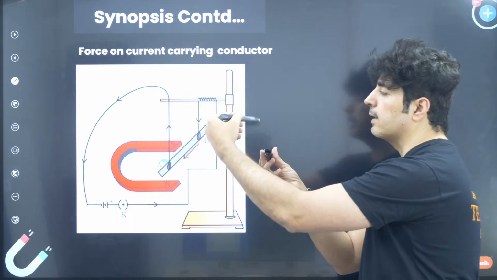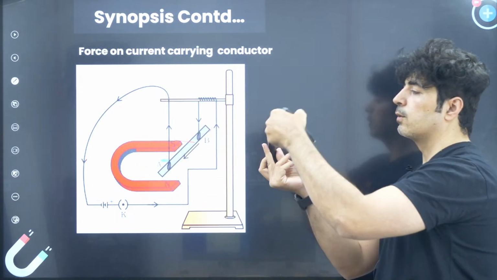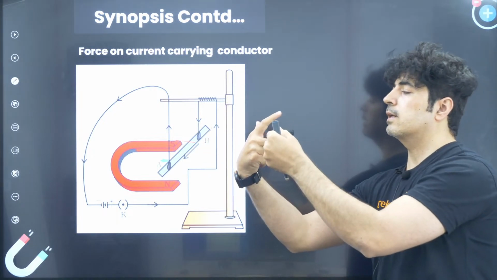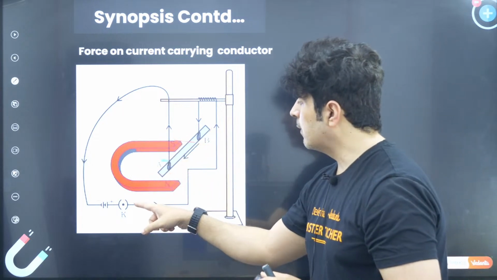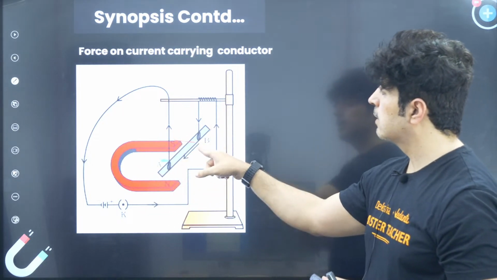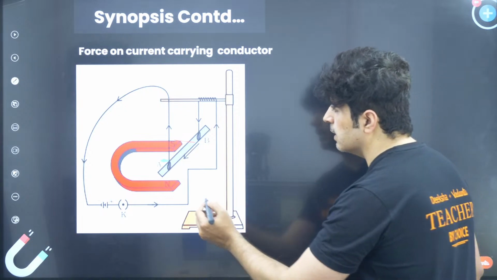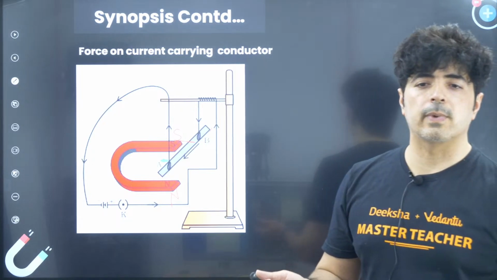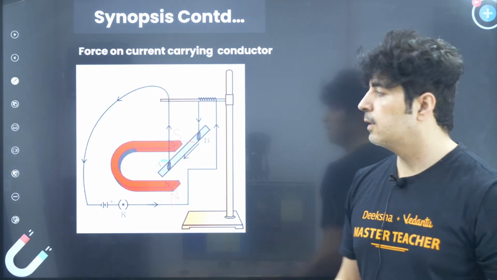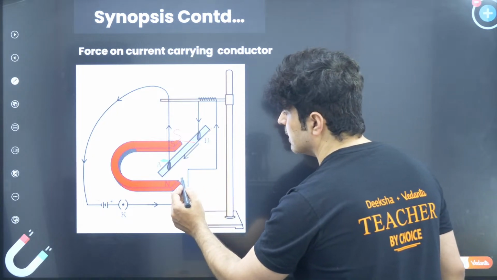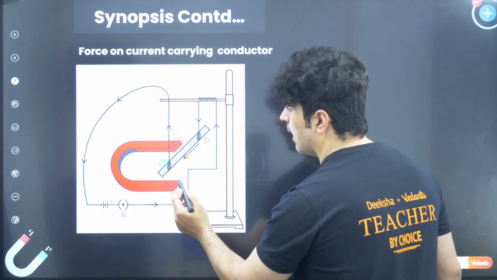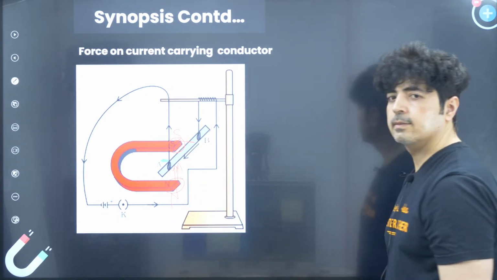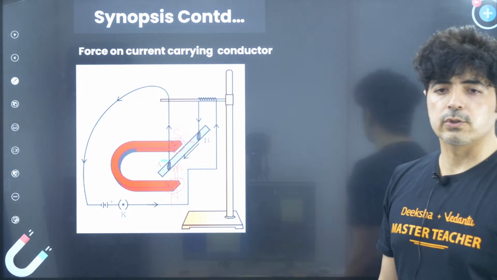And there is a horseshoe magnet which is kept just around the conductor, like this. This is the north pole, and this is the south pole. So why are we using a horseshoe magnet? What is the reason behind that? Because a horseshoe magnet has these two poles at the ends, and the direction of the magnetic field will be straight from bottom to up. That's why we are using this horseshoe magnet.